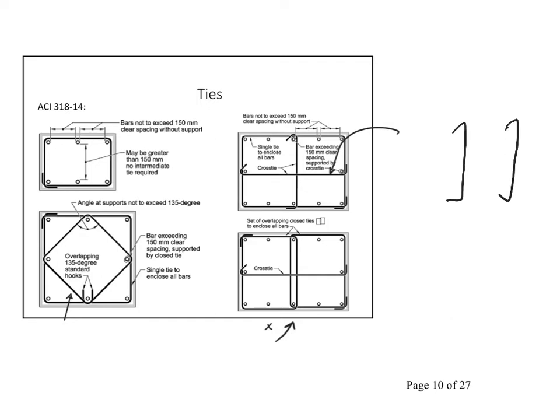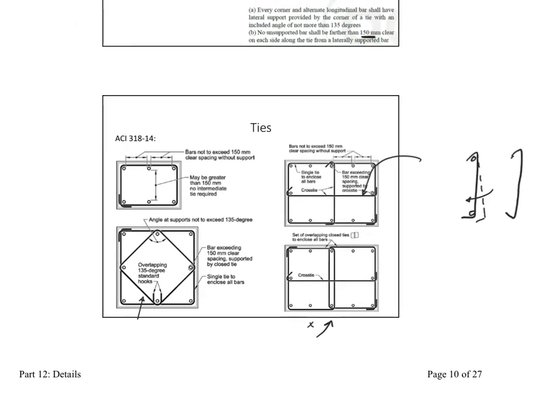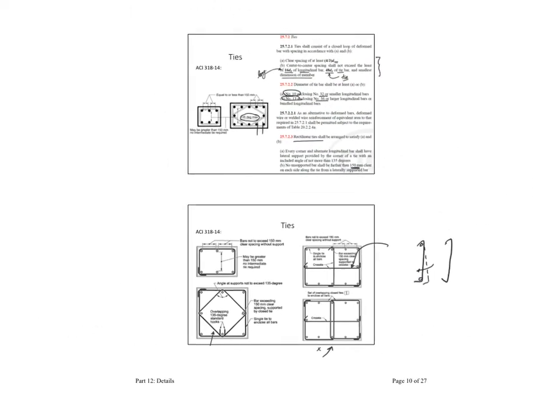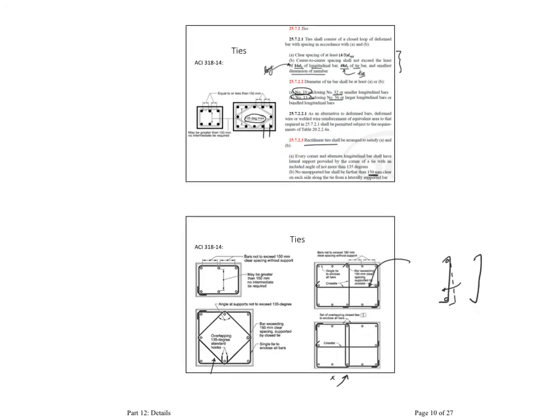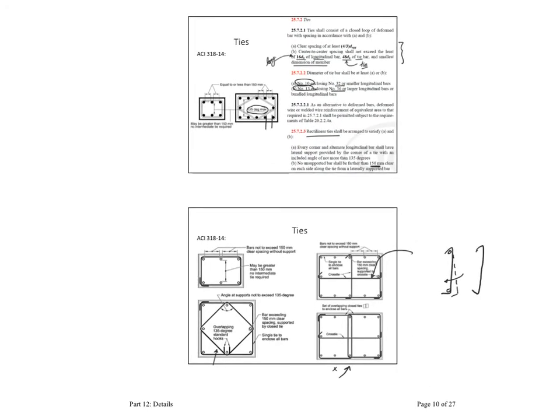The reason for this is to be able to place it, because your bars will be fixed in place, and you would want to have this nice 90-degree to be able to place it inside your cage after your cage is done. Okay, and that's it for the ties. It's very important to practice how to place the ties, because the columns are very important members in your building.